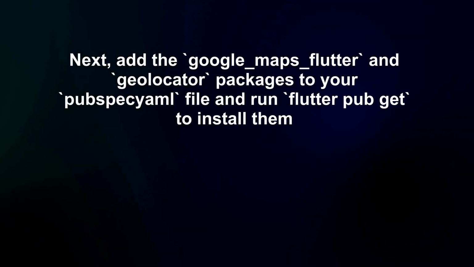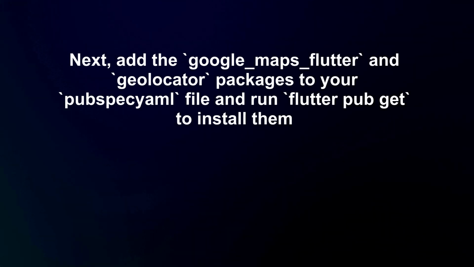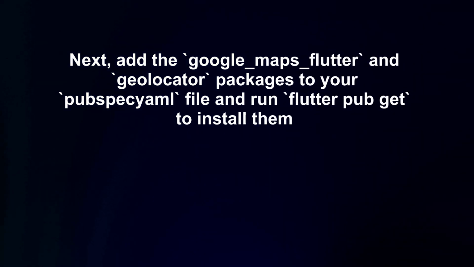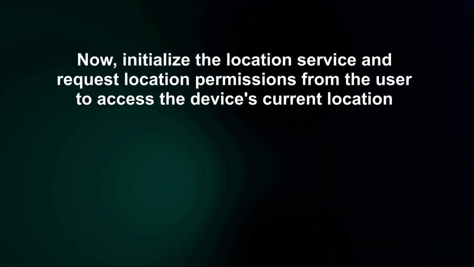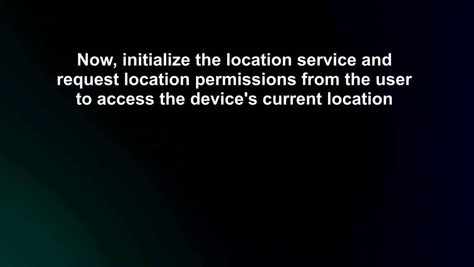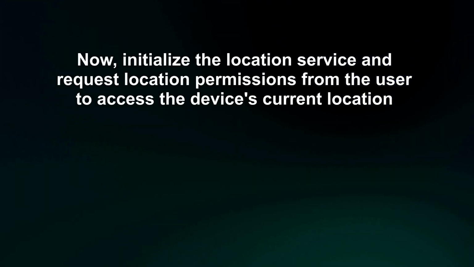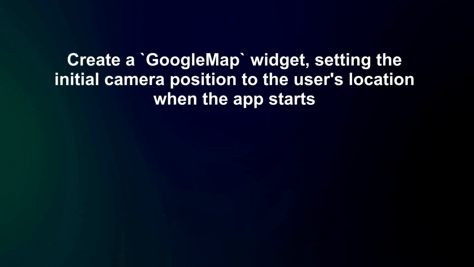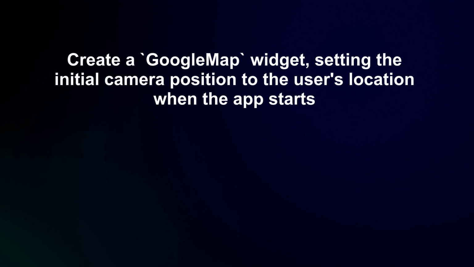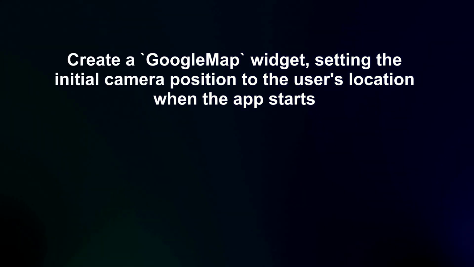Next, add the google_maps_flutter and geolocator packages to your pubspec YAML file and run flutter pub get to install them. Now, initialize the location service and request location permissions from the user to access the device's current location. Create a Google Map widget, setting the initial camera position to the user's location when the app starts.